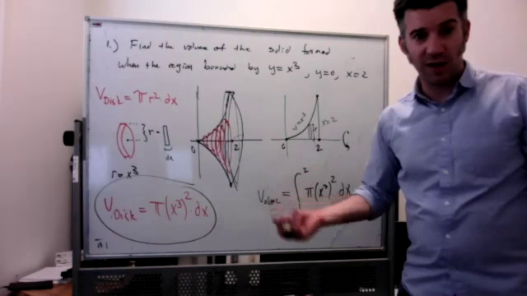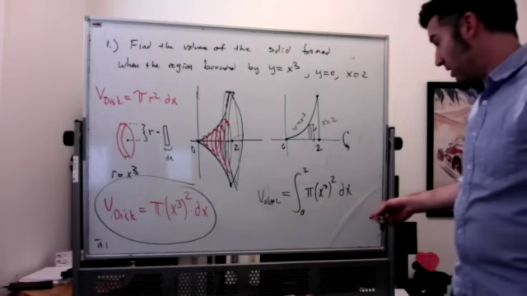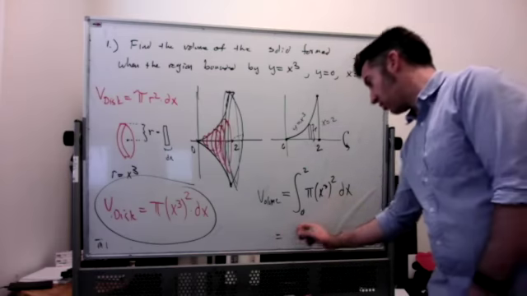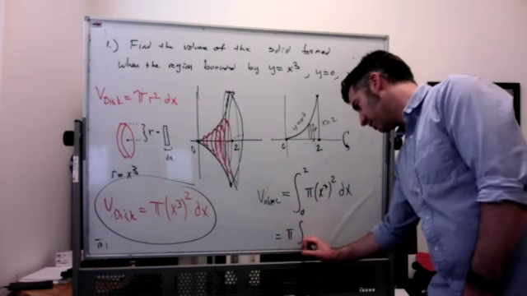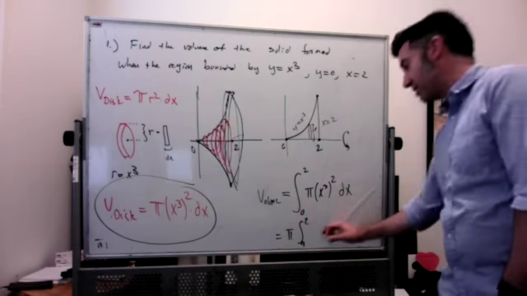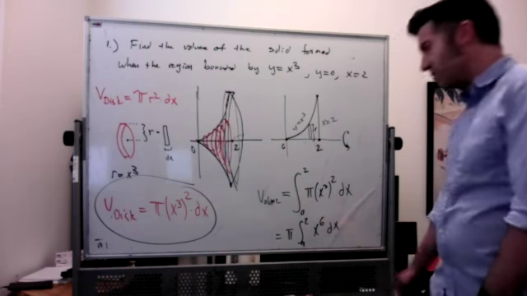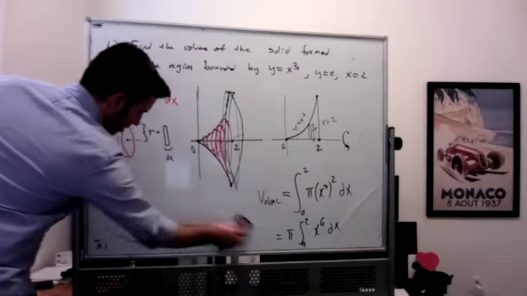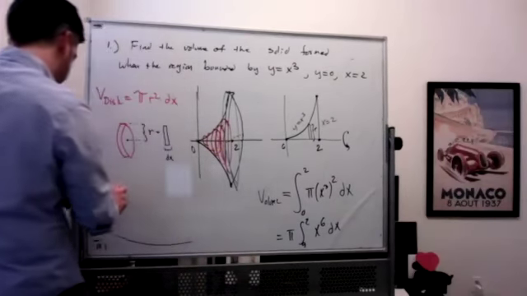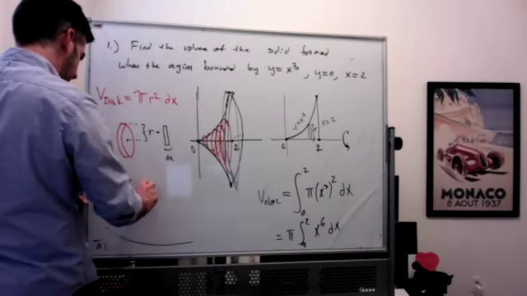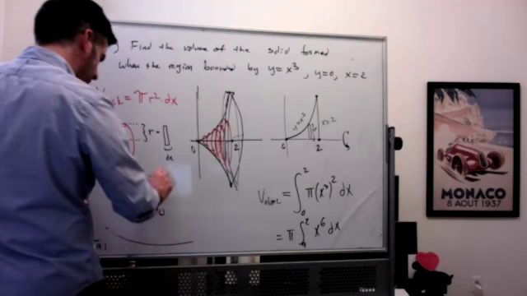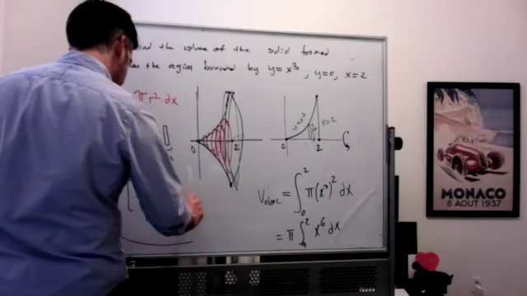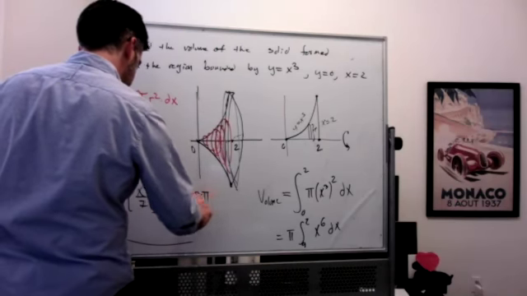The calculation itself is not that terrible. This integral is fairly straightforward. So that's the integral. Usually you put the pi out in front. You get pi times the integral from 0 to 2. X cubed squared is x to the 6th. And then you just do the antiderivative. So you're going to get pi times x to the 7th over 7 from 0 to 2. 2 to the 7th is 128. So you get 128 pi divided by 7.